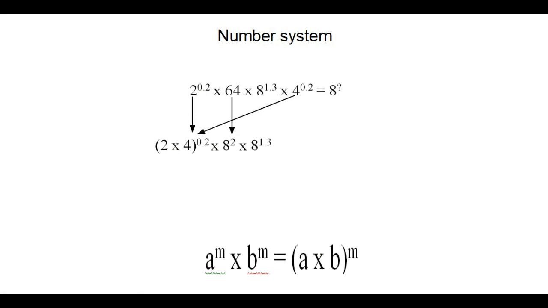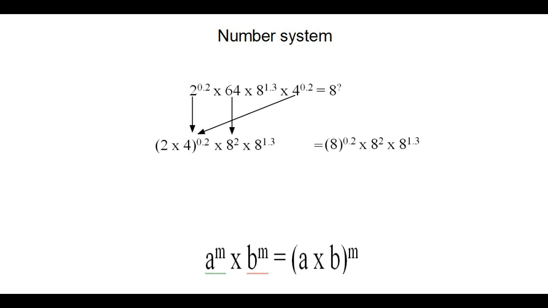The next step here is 64 is nothing but 8 squared. 64 is equal to 8 squared, so this can be replaced with 8 squared. So this becomes 8 power 0.2 into 8 squared into 8 power 1.3. Now we see that all the bases here are equal to 8.